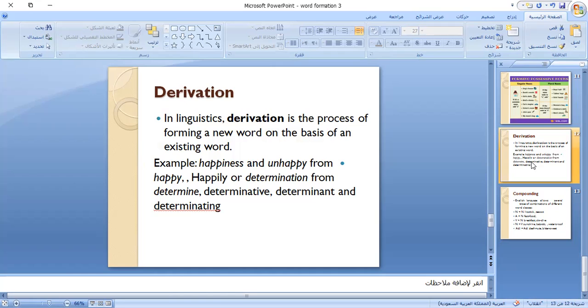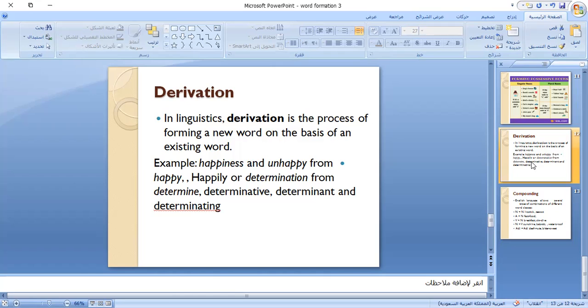And unhappy, absolutely different in meaning. It's the opposite. Okay, it's the opposite form, and it gives a different meaning. Happily is an adverb. Happy is an adjective and happily is an adverb.